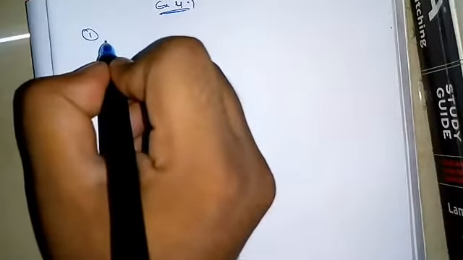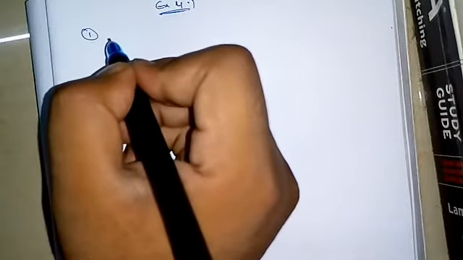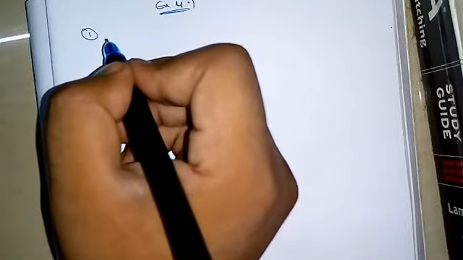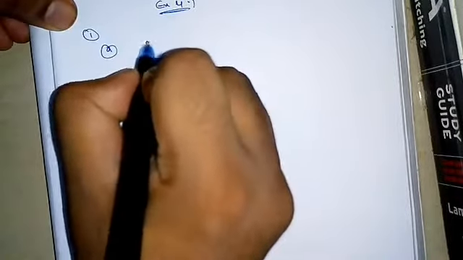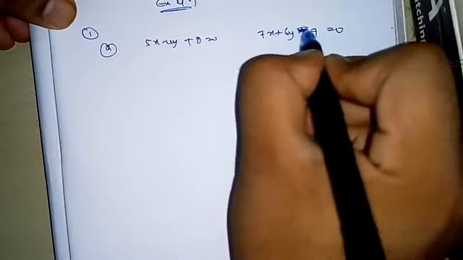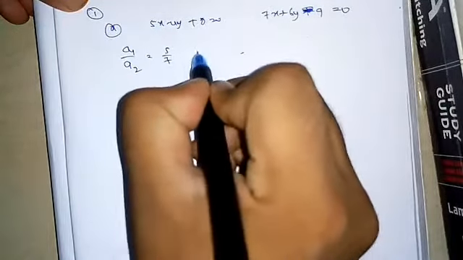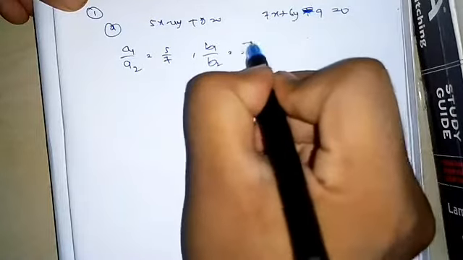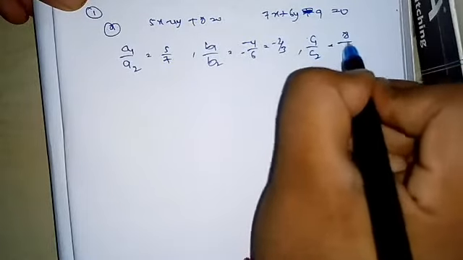Exercise 4.1. First question. By comparing the ratios a1 by a2, b1 by b2, c1 by c2, state whether the lines represented by the following pair of linear equations intersect at a point or are parallel or coincident. First, part A: 5x minus 4y plus 8 is equal to 0, 7x plus 6y minus 9 is equal to 0. So now a1 by a2 is equal to 5 by 7, b1 by b2 is equal to minus 4 by 6 is equal to minus 2 by 3, c1 by c2 is equal to 8 by minus 9.